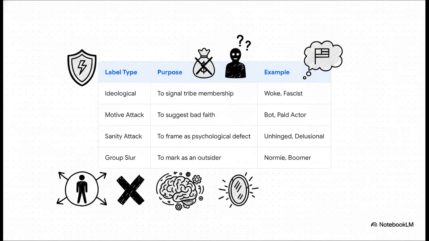And if you look closely, these modern labels aren't just random insults. They actually fall into some pretty distinct categories. You've got ideological shorthand to just jam someone into a box. You've got attacks on their motive to suggest they're corrupt. You have attacks on their sanity to just dismiss them as crazy. And of course, you've got slurs to just cast them out of the group entirely.